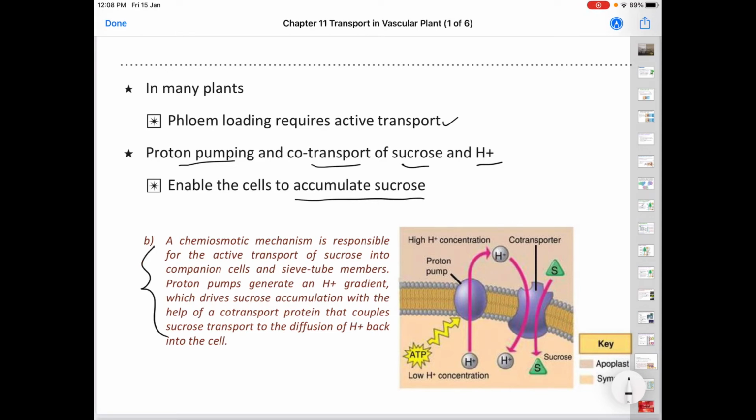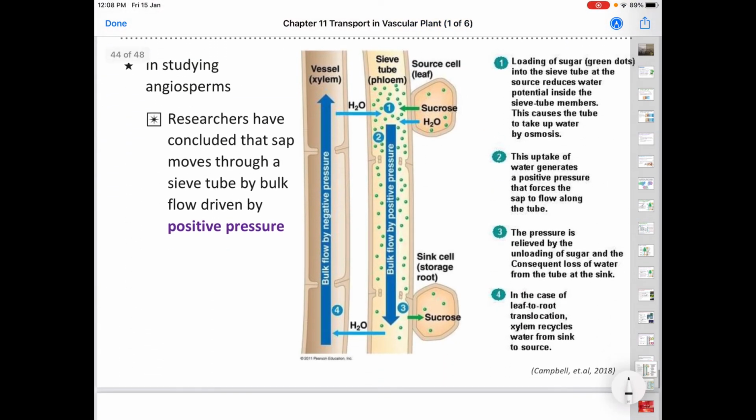If you can see the description here, a chemiosmotic mechanism is responsible for the active transport of sucrose into companion cells and sieve tube members. The proton pumps generate an H+ gradient, which drives sucrose accumulation with the help of a co-transport protein that couples sucrose transport to the diffusion of H+ back into the cell. So the accumulation of sucrose depends on the presence of the H+.